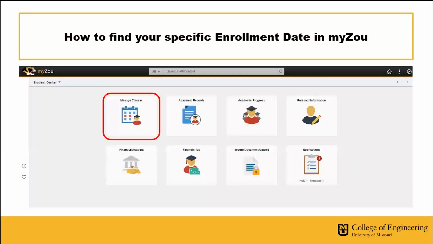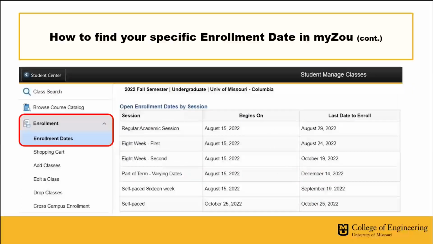Log in to myzoo.missouri.edu using your paw print and password. Click on Manage Classes, circled in red. On the left-hand margin of the next page, you'll see a section that says Enrollment. Click on Enrollment Dates. You'll then see when your specific enrollment date and time will be opened.